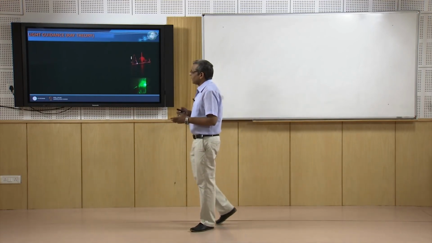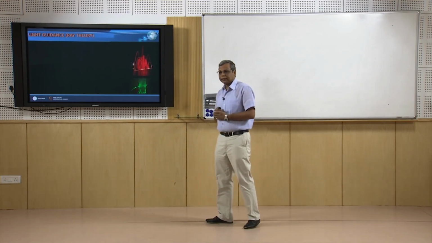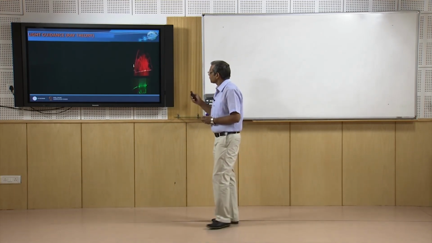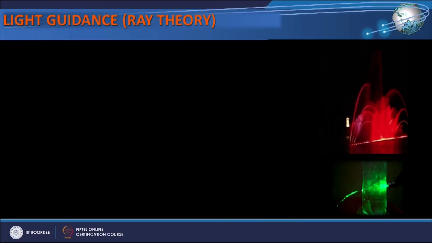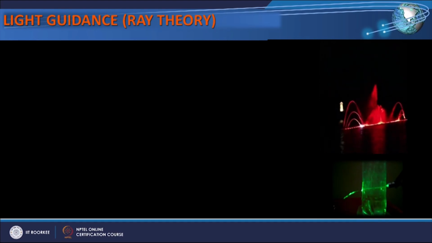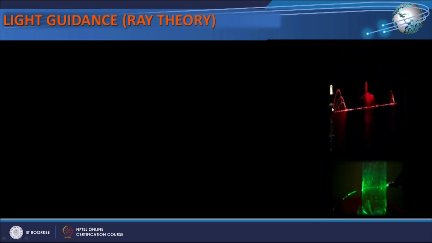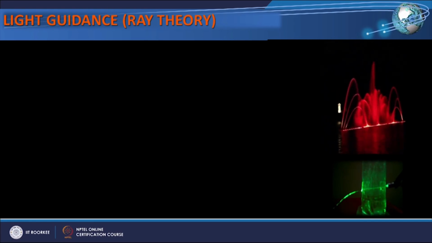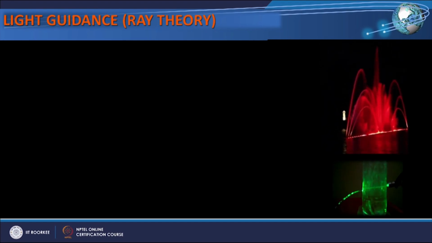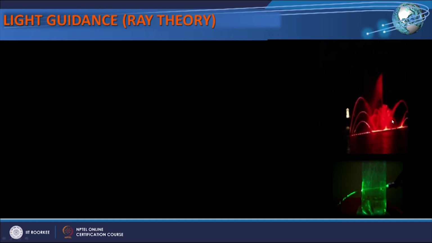How light is guided through optical fiber? Well, to understand that, let us have a look at this, which is a lighted fountain here, and what we see that light source is placed somewhere here, and these streams of water, they capture light, they are lighted all over. How do they capture light? How do they guide light along the stream?